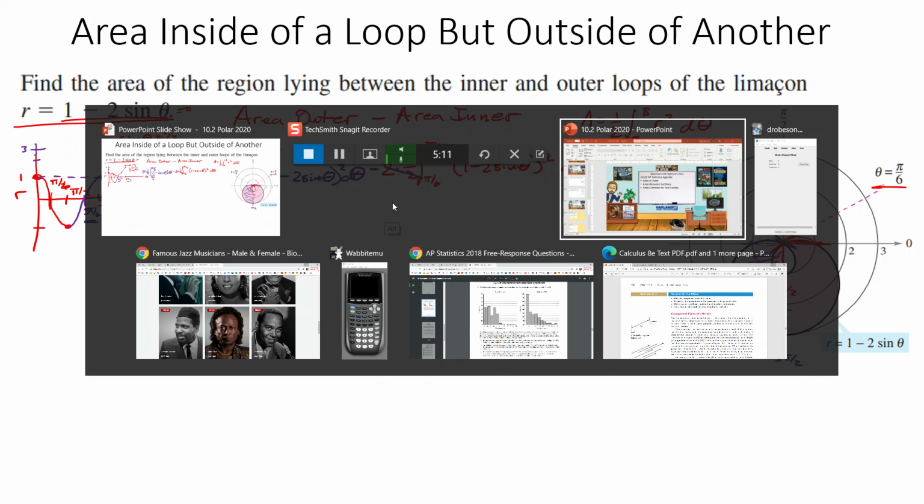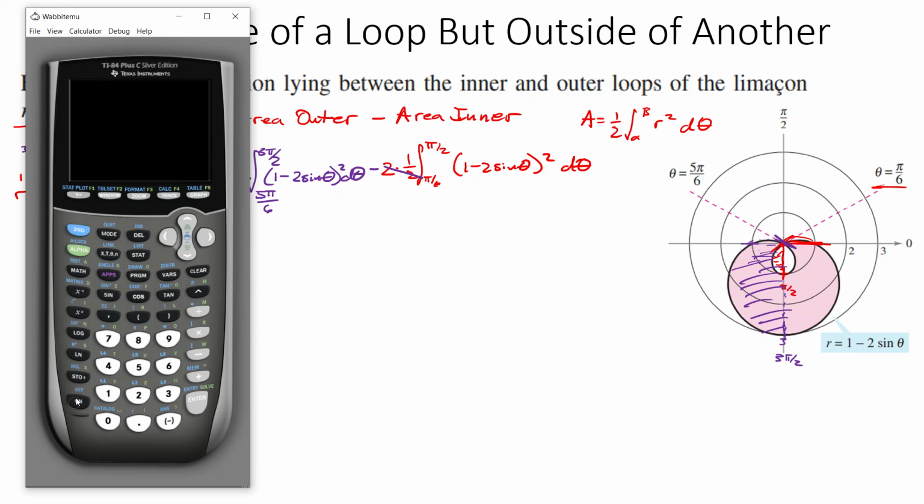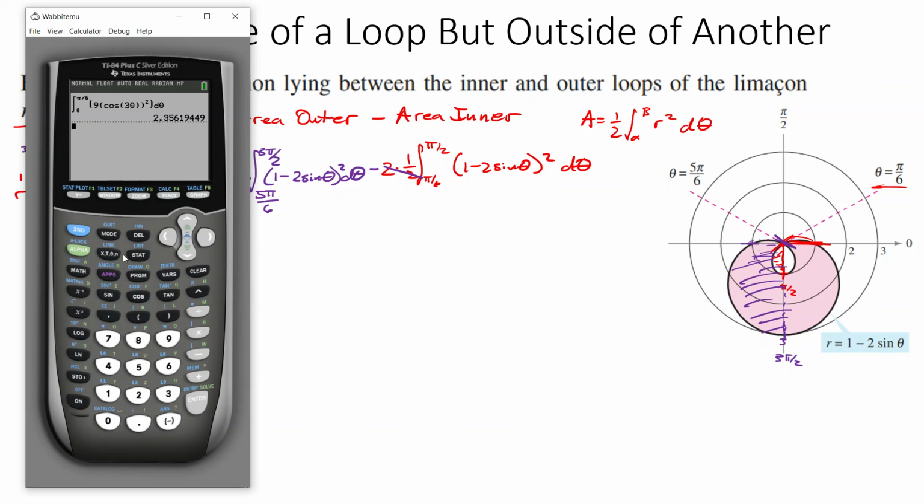So let's go to our calculator now instead of trying to take the integral of sine squared. So we've got the integral, math 9, from 5 pi divided by 6 to 3 pi divided by 2 of parentheses 1 minus 2 sine theta, close the parentheses, squared, d theta. So there's our first integral, 8.88126.